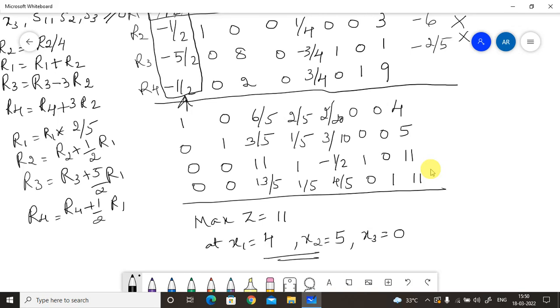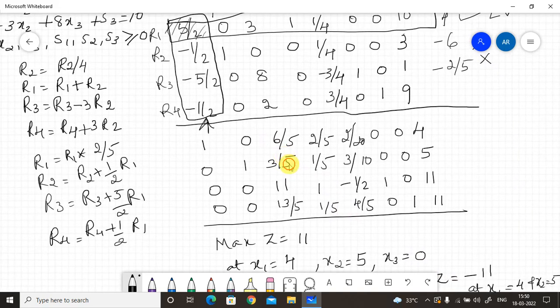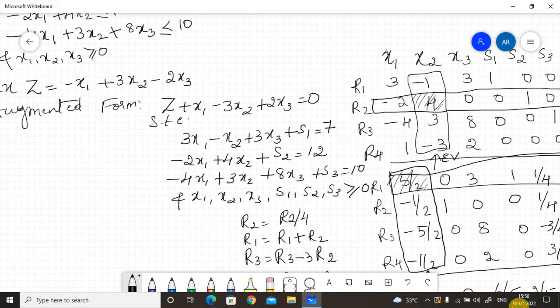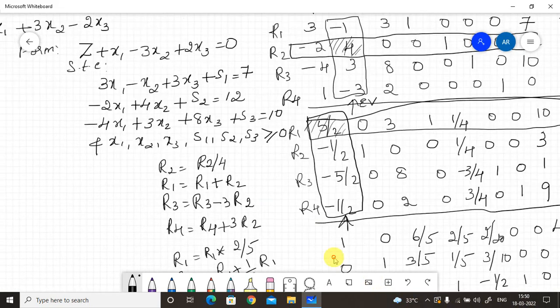And since the actual problem is of minimization type, we have to convert that maximization into minimization. So when we convert that max z 11 into minimization, we'll get min z equal to minus 11, and the values of x1 and x2 will remain the same. So it will be at x1 equal to 4 and x2 equal to 5. Okay, so now we will just substitute the values into the actual problem. So what is the actual problem here?